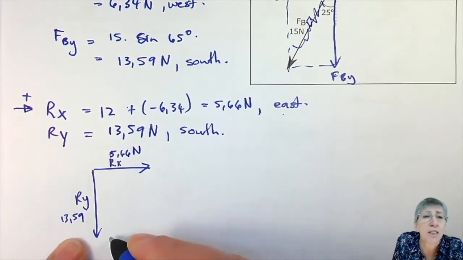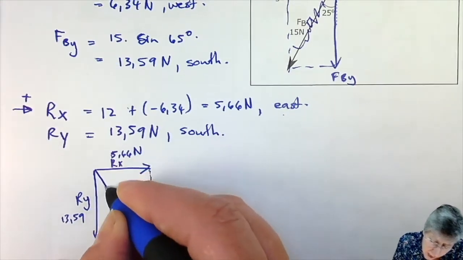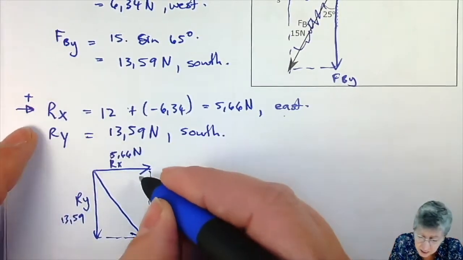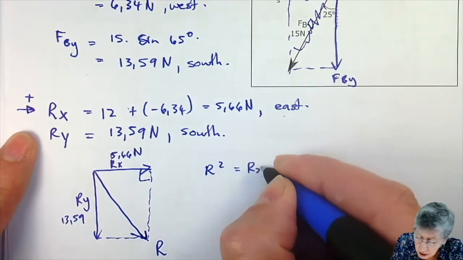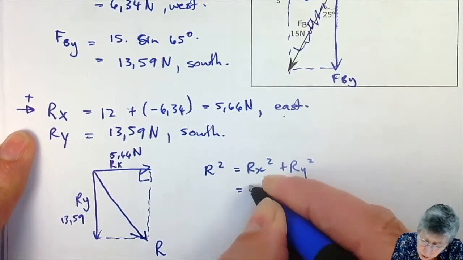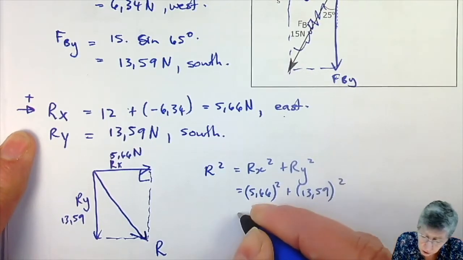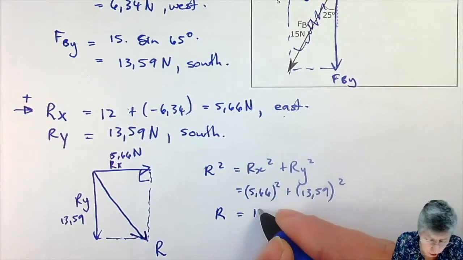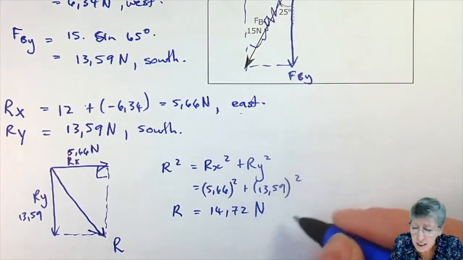13,59. Now I've used the tail to tail, so I have to complete the parallelogram and get the diagonal as my resultant. Right, now since this is a 90-degree triangle, I can say R squared is equal to Rx squared plus Ry squared, and that will be 5,66 squared plus 13,59 squared. And if you have that, remember to get the square root, right? And if you get the square root, you should end up with 14,72 newtons, right? Now that is the magnitude.